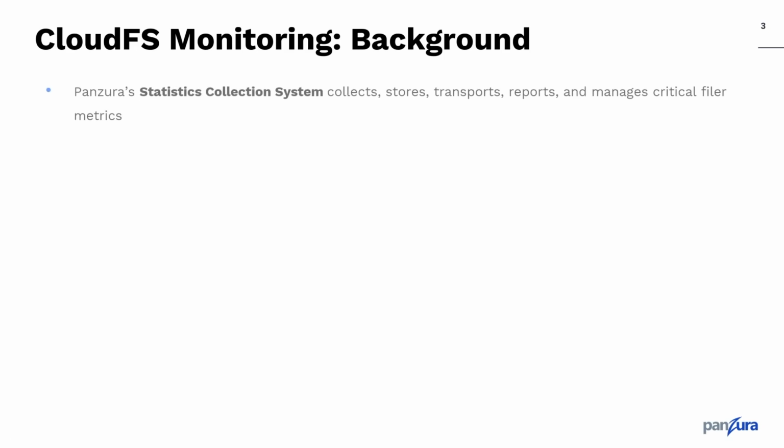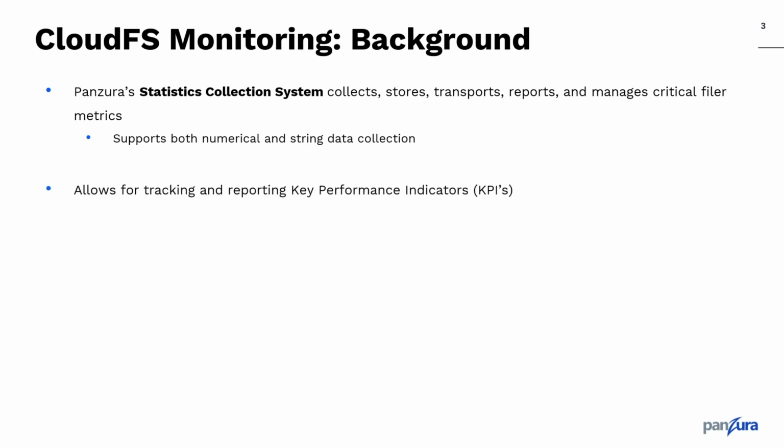Now, the statistics collection system at Panzura is how we measure and manage our critical filer metrics. This includes how we collect it locally on each filer and store it locally in each filer. This also includes how we transport that onto the cluster master and the Freedom Pulse offering in order to look at the aggregated views. Now today, those statistics include both numerical time series data as well as string time series data that we use for managing alerts and events. This allows us to track and report on our KPIs that we've curated and found most valuable at Panzura within and how to manage our CloudFS.